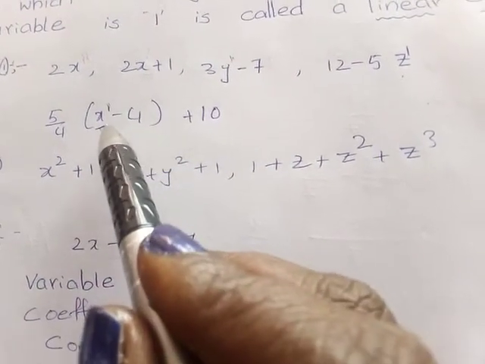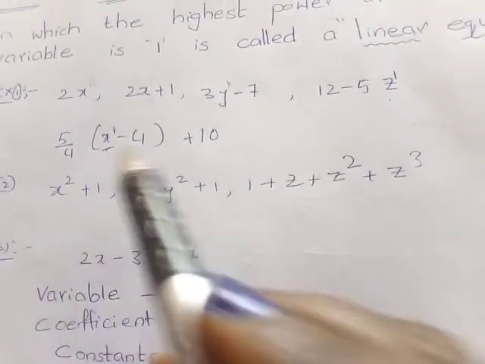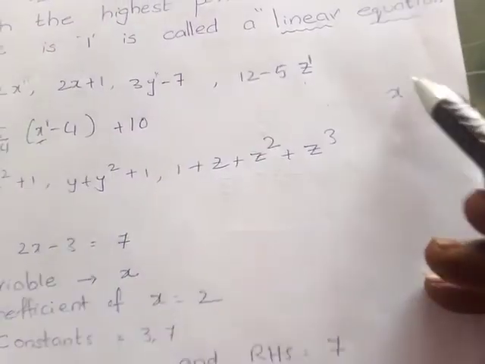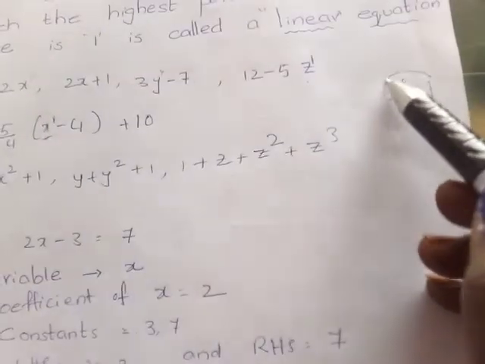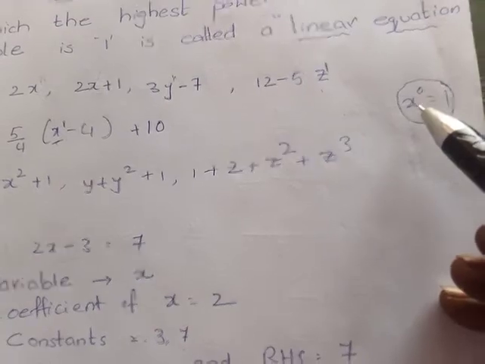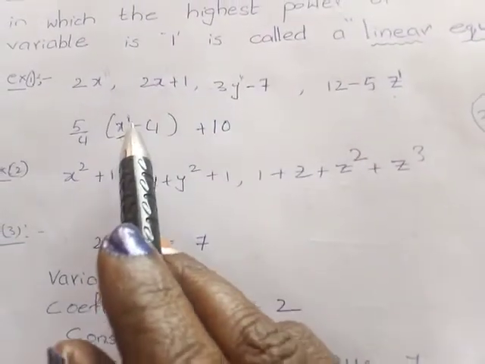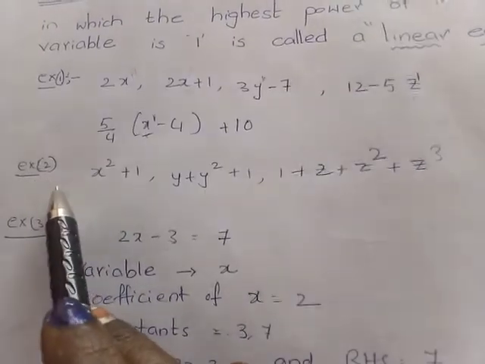So if nothing is written, you can take it as 1. But we should not take it as 0. Why? If you write it as 0, x power 0 is equal to 1. This we have to keep in mind. So if they didn't give the power, we should not consider it as 0. It should be 1. Next, coming to the second example.